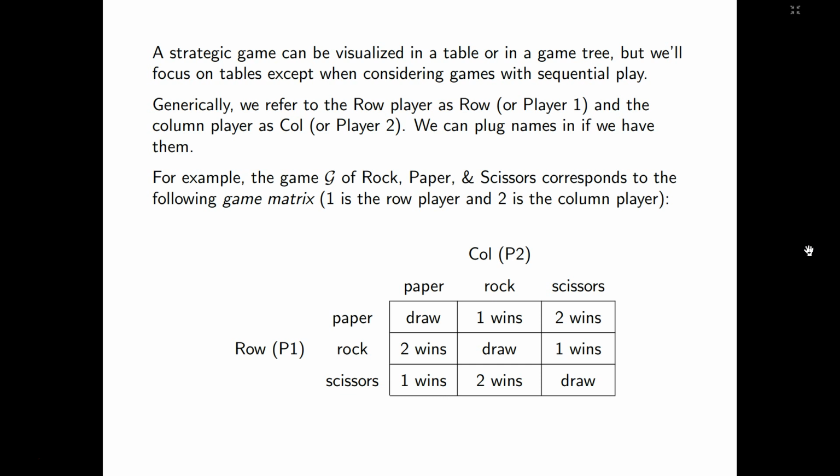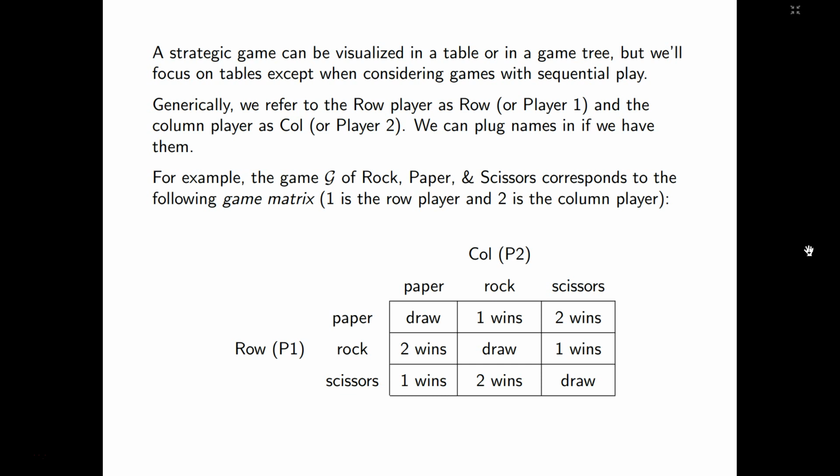So a strategic game can also be visualized in a table or in a game tree, just like we did with our decision models. But we'll focus on tables except when considering games with sequential play. That is, games where one player moves, then the other player moves, and then the first player moves again, and then the other player moves again. Those are much more easily visualized in a game tree. But the simpler games we're looking at, simultaneous move games, will be easily visualized in a table.